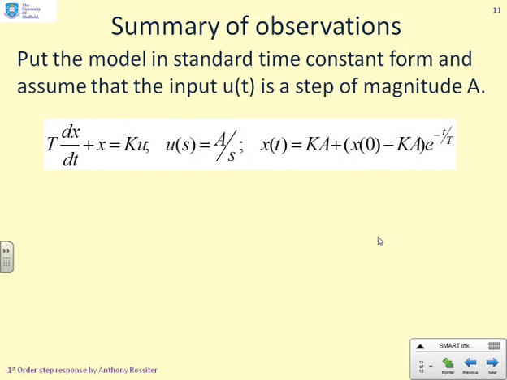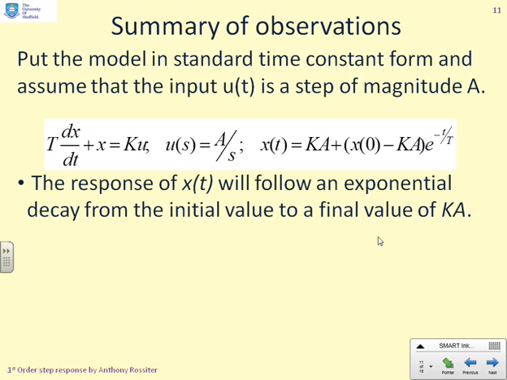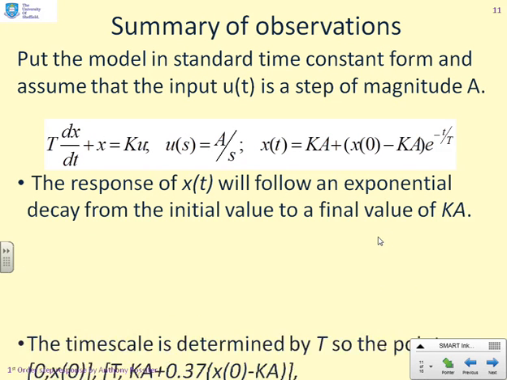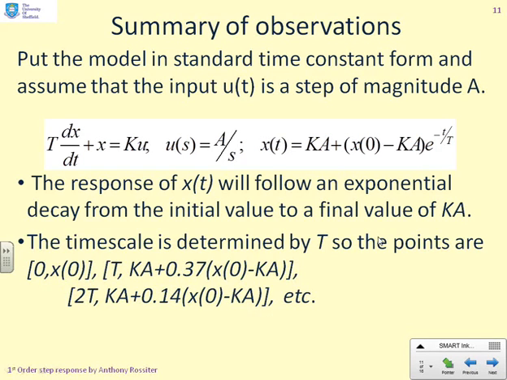Okay, so a summary of some of the observations. We've said if you have a standard first order model, T dx/dt plus x equals ku, and you assume that u is a step of magnitude a, then the solution is known. It's ka plus x of 0 minus ka, e to the minus t over T. The response follows an exponential decay from the initial value to the final value. The time scale is determined by capital T, which you'll notice is one of the parameters of the differential equation.